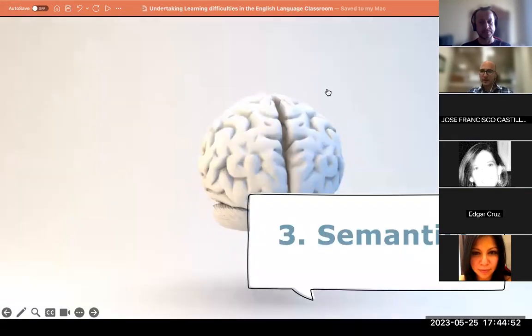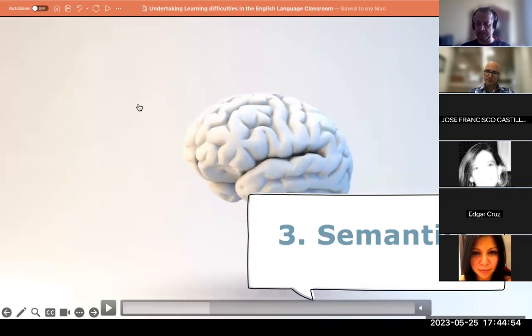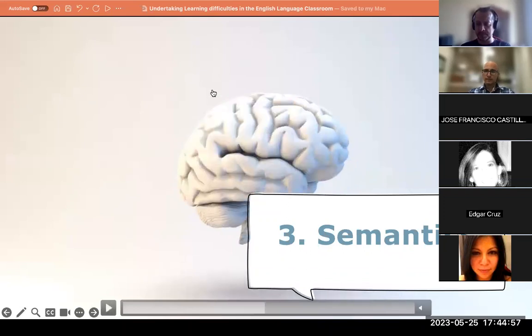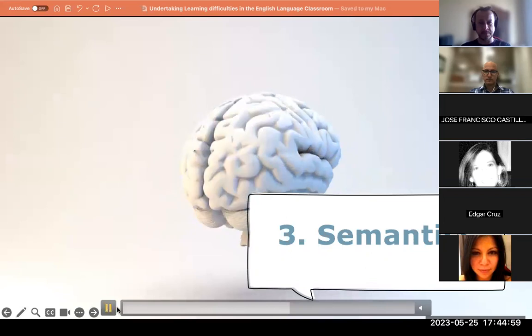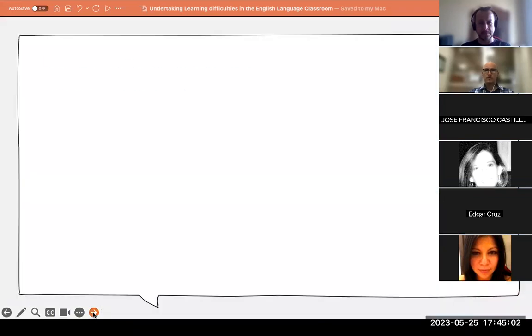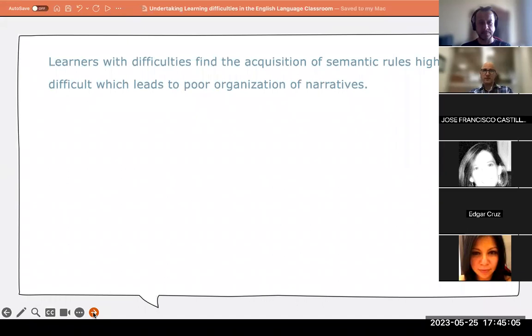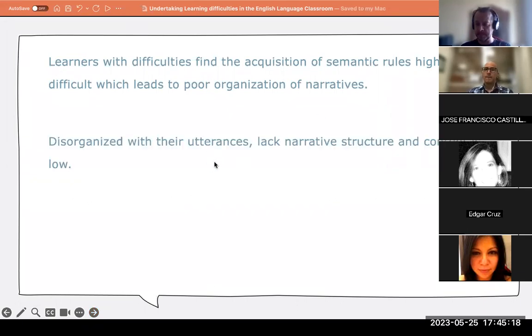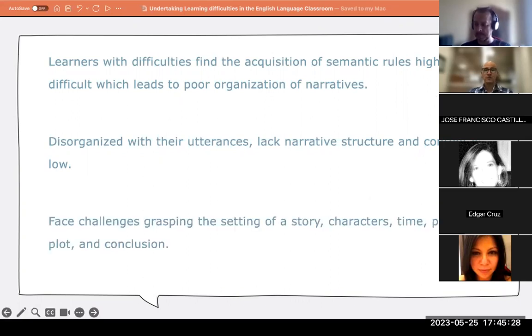Okay. Another area, the area of semantics. Here we go. Concerning semantics, difficulties with the acquisition of semantic rules. It's going to be very difficult for them to organize their ideas into narratives. Disorganized utterances. They don't have narrative structure. And the content of what we demand or ask from them is going to be very, very low at times.